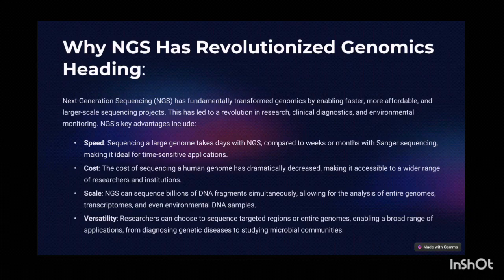And the versatility. NGS is highly adaptive. The researcher can choose to sequence a small targeted region of DNA or they can sequence the entire genome, depending on the research question. This versatility means NGS can be applied to everything from diagnosing a rare genetic disease to studying the microbial communities in the environment.